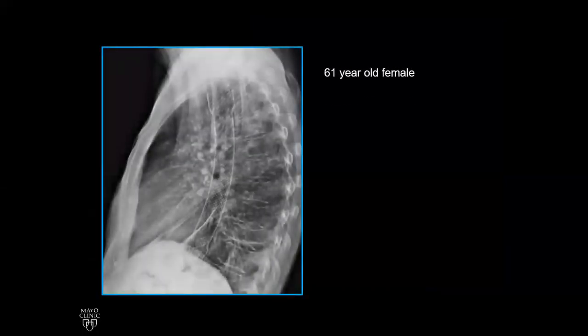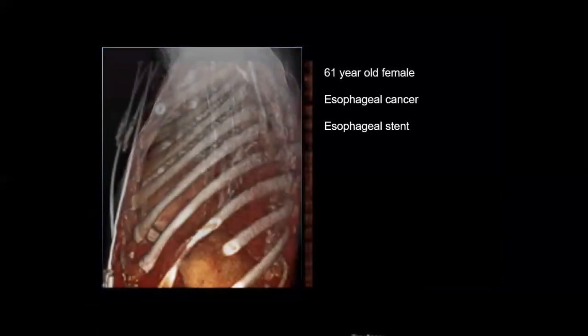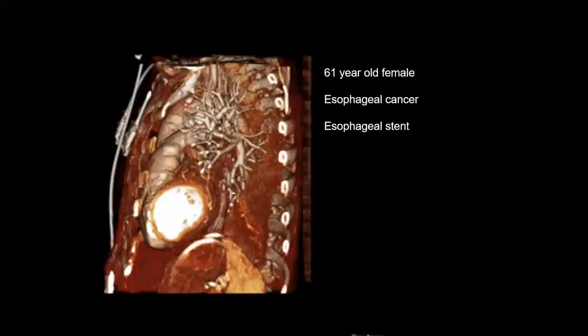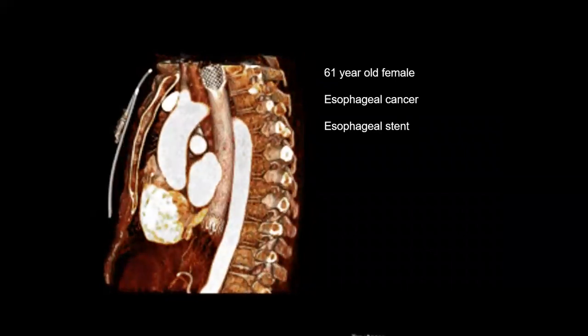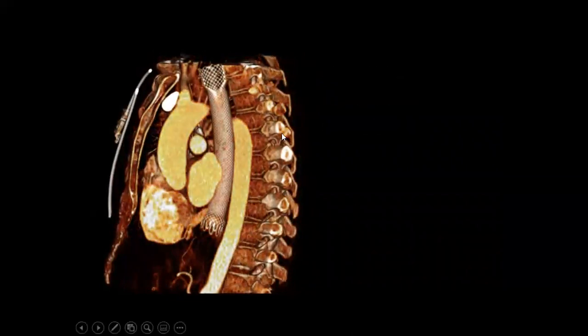This is a 61-year-old female who had esophageal cancer. She had an esophageal stent. So the stent that we see on that radiograph is in the esophagus. We peel away on the CT scan and look laterally. You can see that big stent. It sits posterior to the left atrium. This is where the esophagus sits. In this case, it's stented.